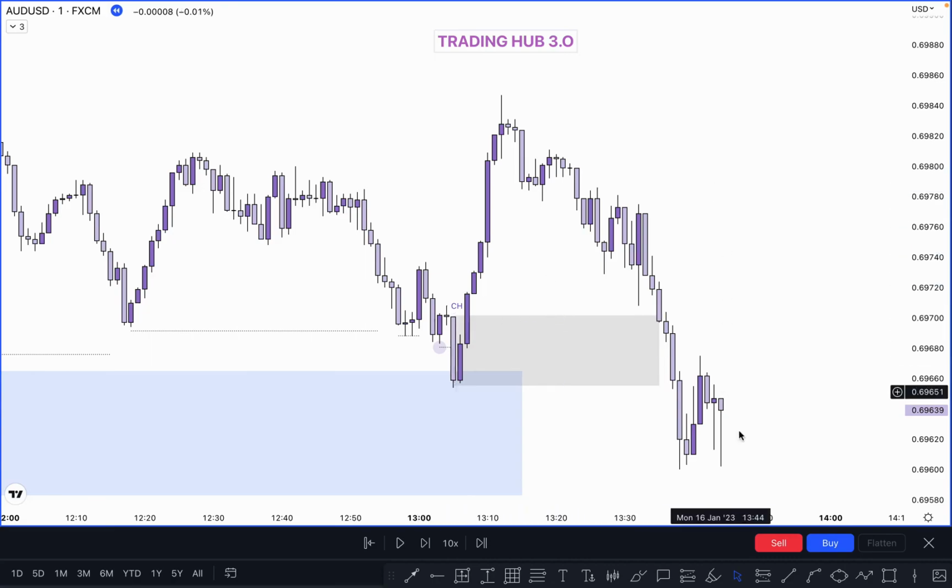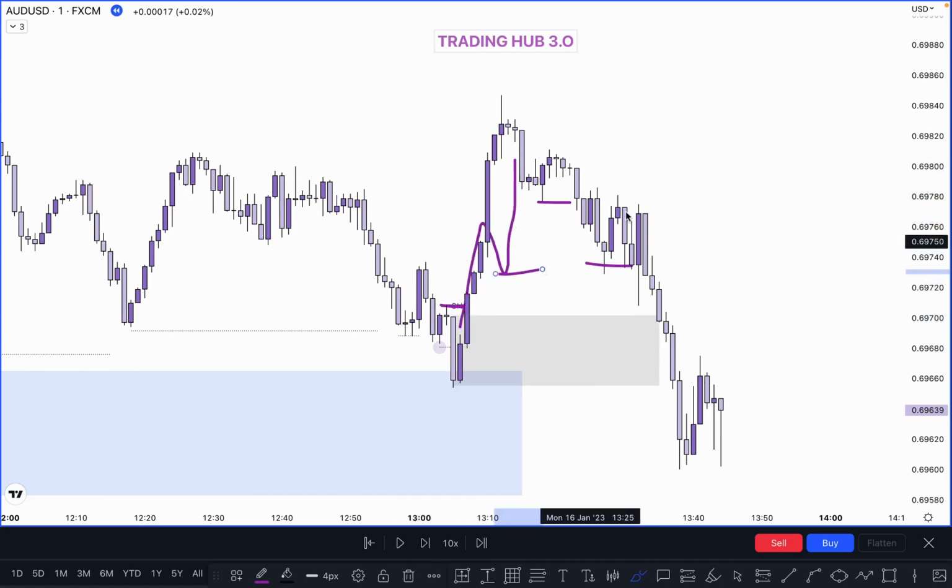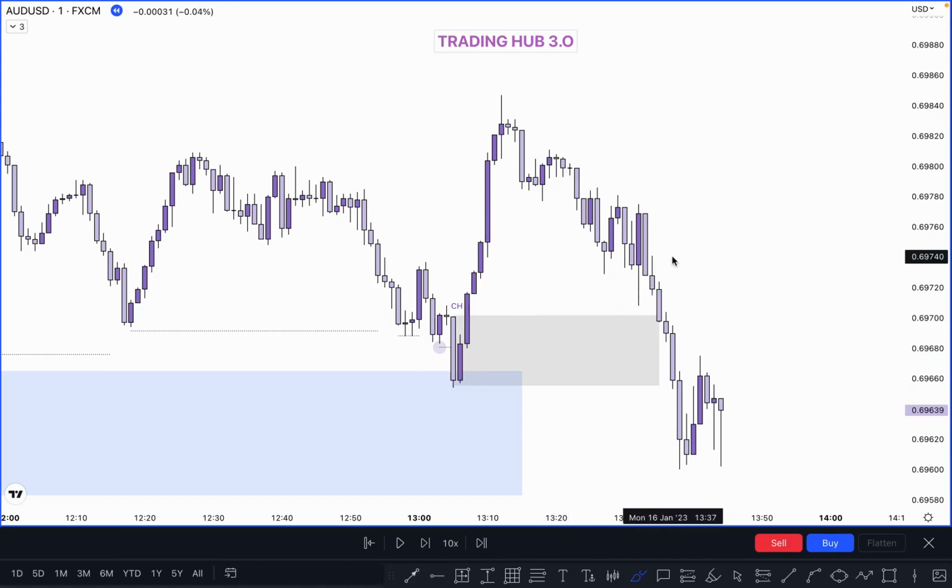And one more thing you have to remember: this is not inducement. Inducement is never on the right side. Inducement is always on the broken side. This side is the broken structure, so you will see inducement on this side. These are not inducement. These are internal structure between this high and this low. So this is not a valid structure for a buy, and you don't need to buy here.